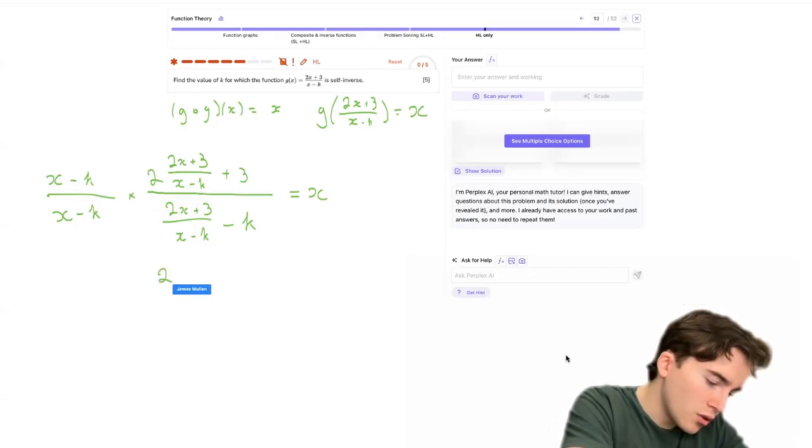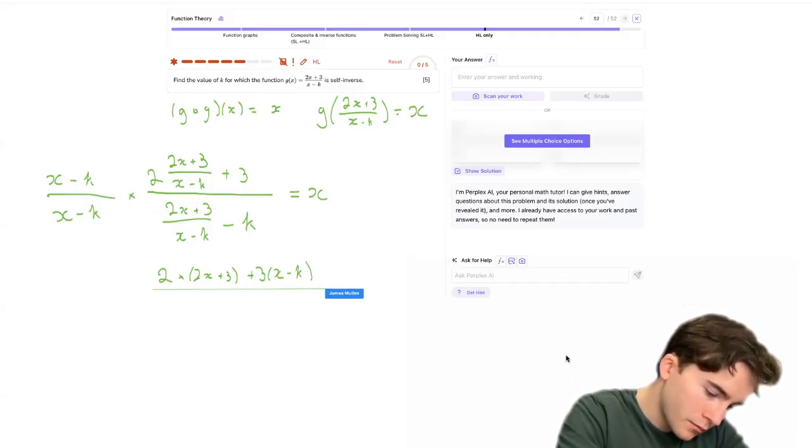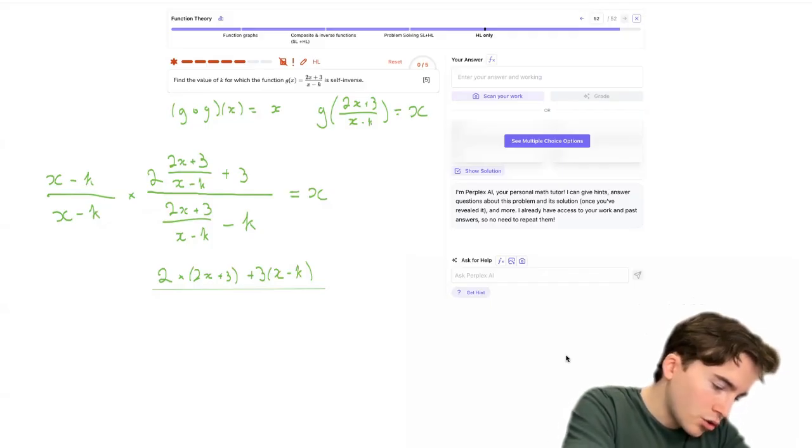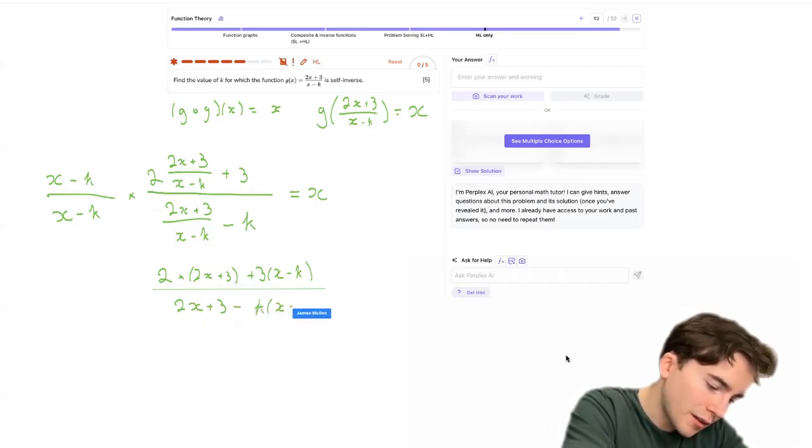So I'm going to get 2 times 2x plus 3, and it's going to multiply the plus 3. So plus 3 times x minus k. And that's all going to be over 2x plus 3, and the same thing, the x minus k is going to cancel there, minus k times x minus k, is supposed to be equal to x.